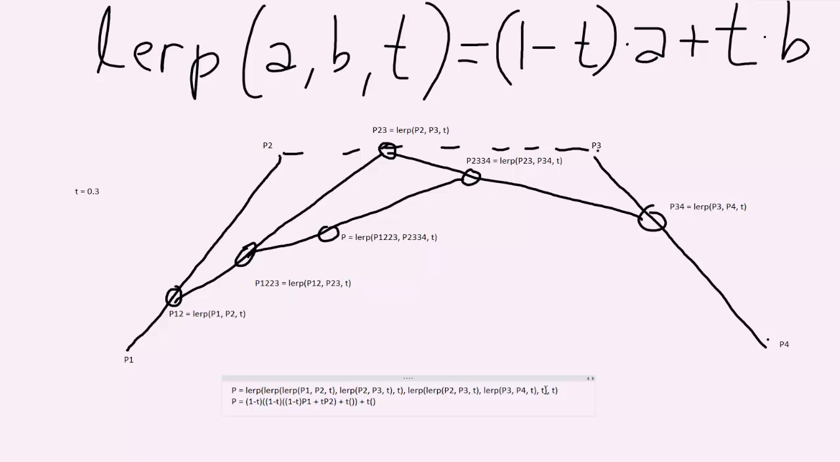This something here would be 1 minus t times P2 plus t times P3. This something here would be 1 minus t times something plus t times something. Something here would be 1 minus t times P2 plus t times P3, and this something here would be 1 minus t times P3 plus t times P4.